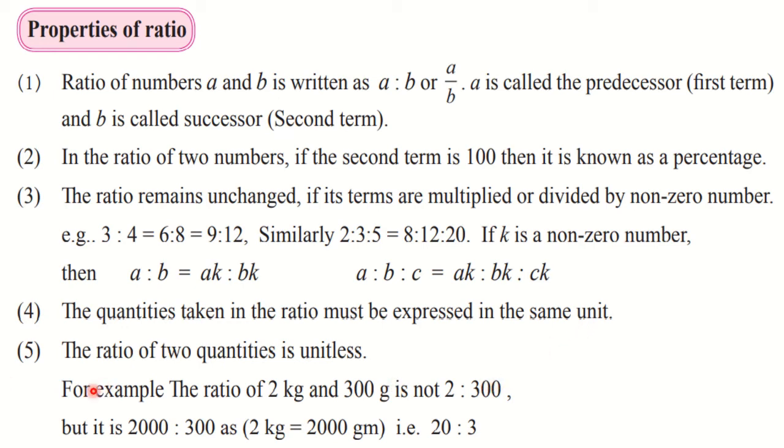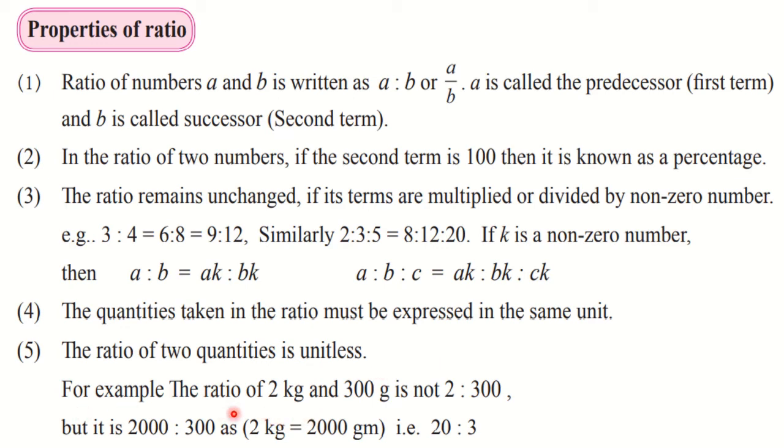Then the next one is that the ratio of the two quantities is unitless. That means the ratio does not have a unit. Because when we write 2 kilometers upon 3 kilometers, the kilometers and kilometers get cancelled and we get 2 upon 3. So the ratio of the two quantities is always unitless. You will find that there is no unit written to the ratio.